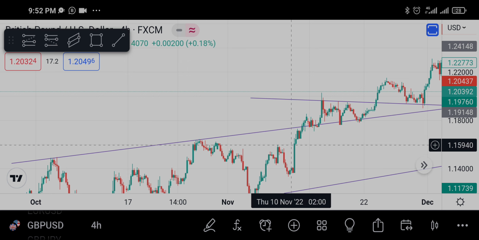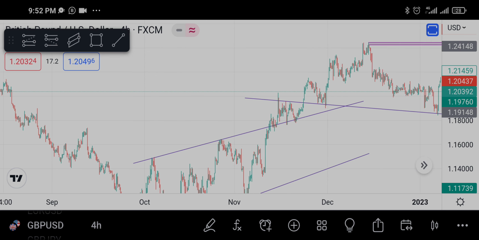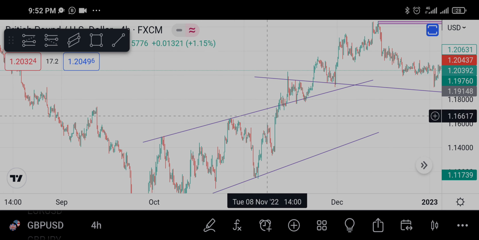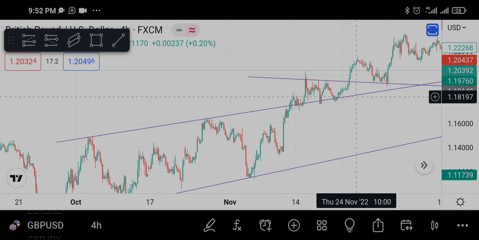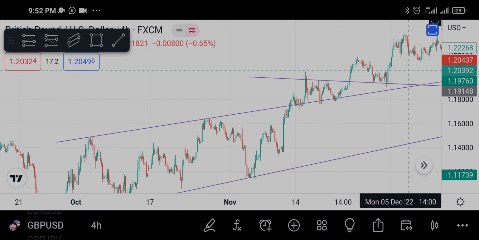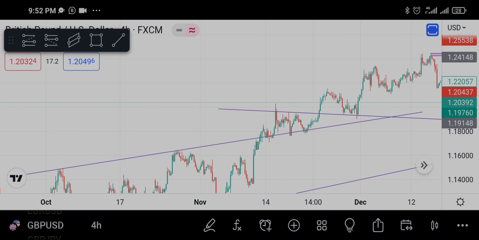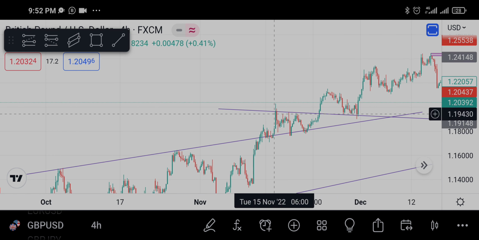But there's a break of structure here. A break of structure here. It is an uptrend, so it continued. It's a continuation trade, right? So it broke out.